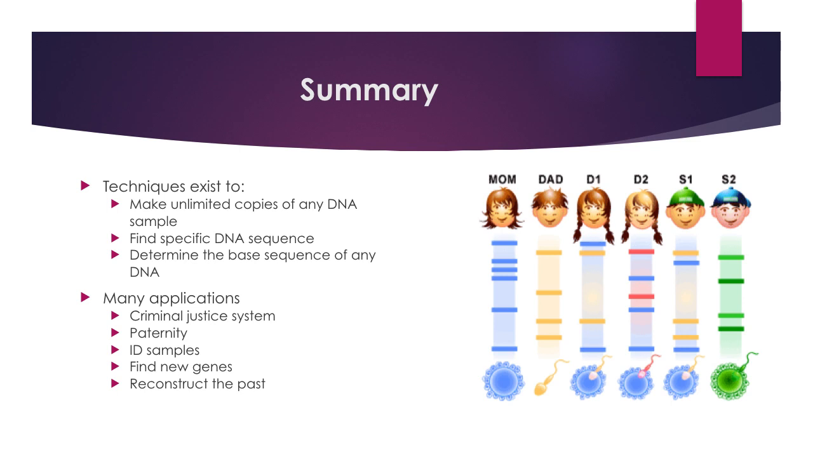Okay, so in summary, we can make unlimited copies of any DNA sample. We can find specific DNA sequences to analyze, and we can determine the base sequence of any DNA. This has been really great for the criminal justice system, gives us much better, much more reliable identification of suspects and linking samples to crimes. It helps us identify samples of unknown material, unknown plant, animal, human material. It helps us find new genes to analyze, and it helps us reconstruct the past. We can look at the DNA of extinct species from bones and even in fossils. So really big advances.